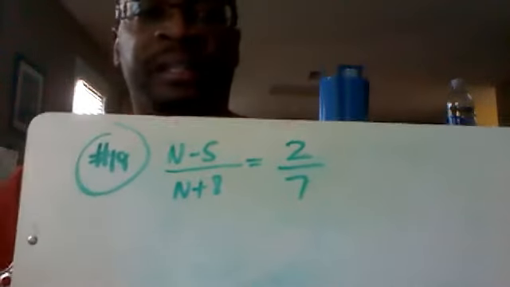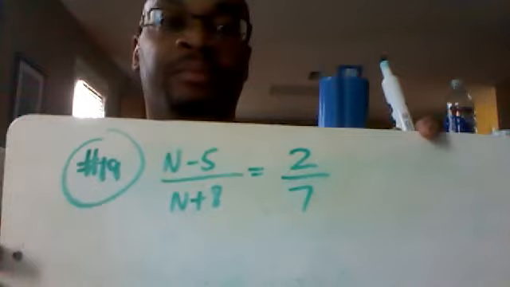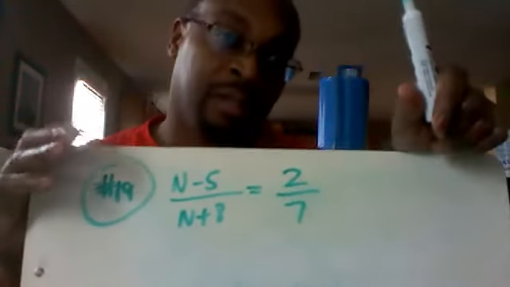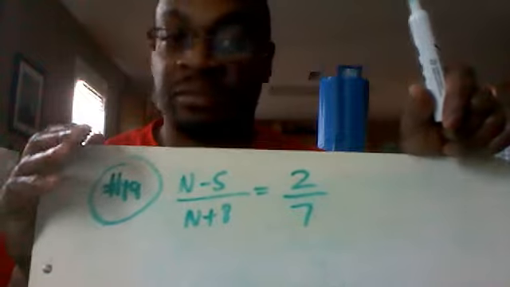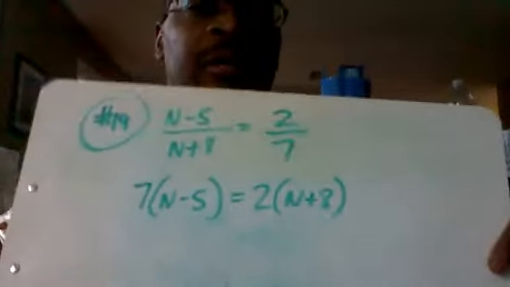Alright, this is number 19. n minus 5 over n plus 8 equals 2 over 7. So since it is a fraction, the first thing you want to do is multiply the n minus 5 times the 7, then the 2 times the n plus 8. So I'm going to show that step first. Alright, so that's how it will look.